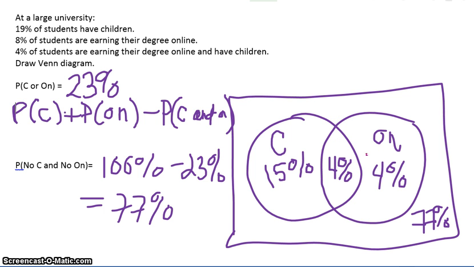You can see that finding any probability becomes pretty simple once you've set up your Venn diagram. You don't have to remember the different probability theorems. All you need to do is remember how to set up a Venn diagram.